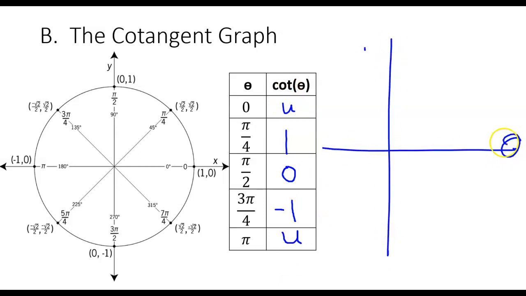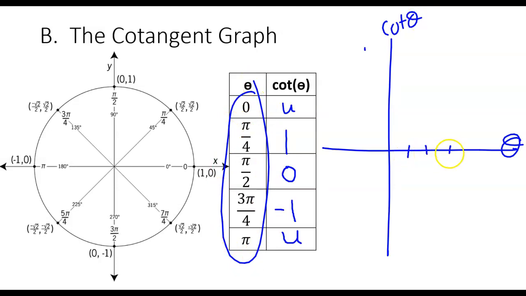Once again, this is my theta axis, and this will be my cotangent axis here. And I'm going to plot these numbers on my x-axis, or my theta axis. 1, 2, 3, 4. I think that'll be it. So we have 0. We have pi over 4. We have pi over 2. 3 pi over 4. And then pi. So for cotangent, we're always going to use those angles.